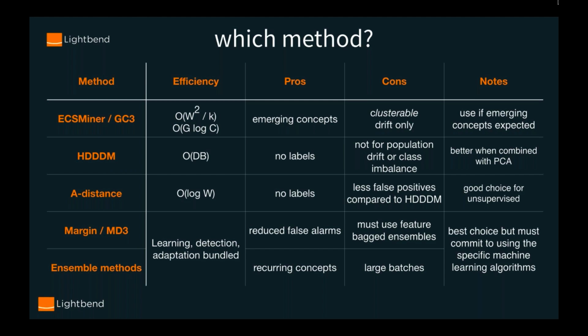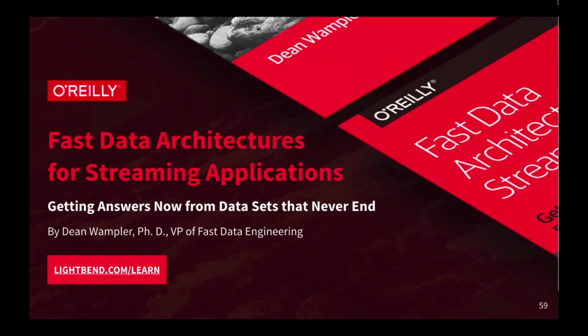And likewise for ensemble methods, it's capable of addressing recurring concepts. That's a main advantage, but it uses large batches, which could become an issue, because large batches mean that the change location will not be identified very accurately. Again, these last two groups, learning, detection, and adaptation, are bundled, so they're not really comparable in terms of efficiency. You must subscribe to the learning modality, but they're the most powerful methods available to you.